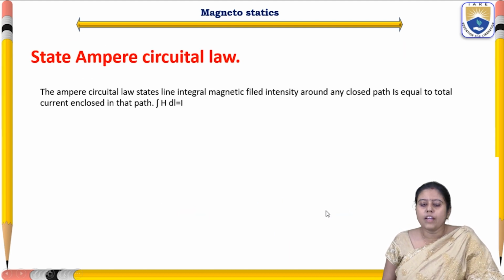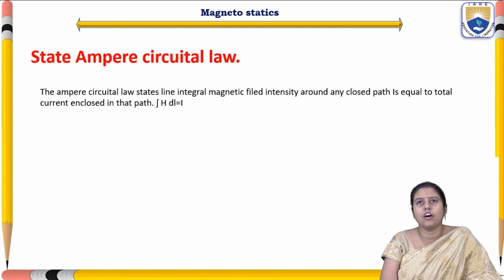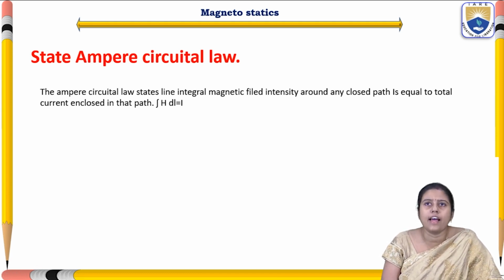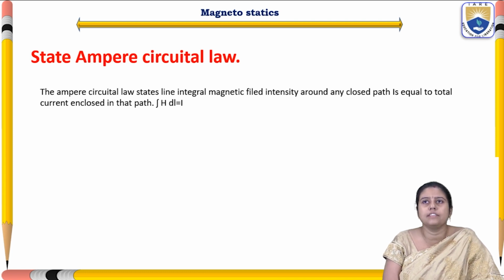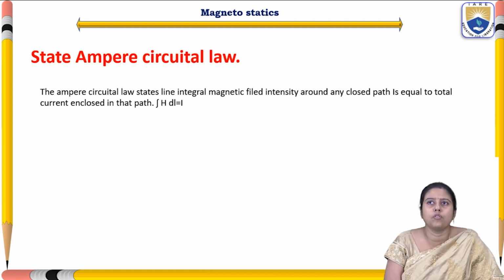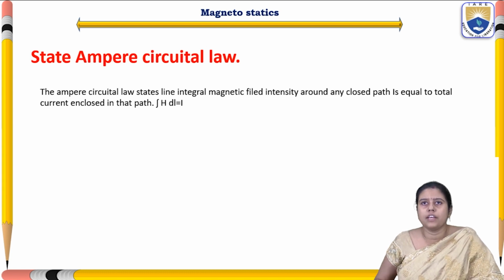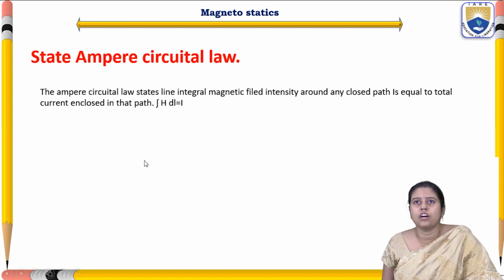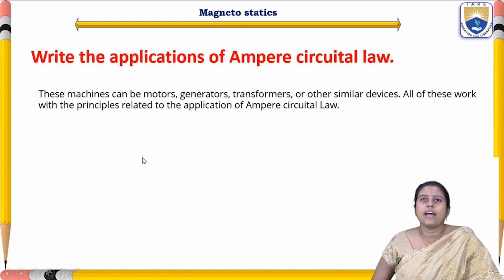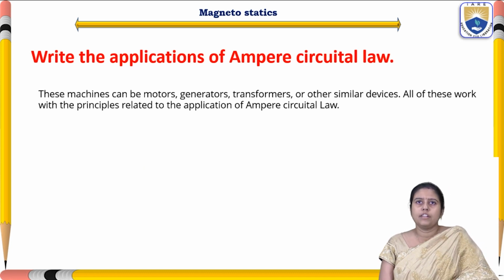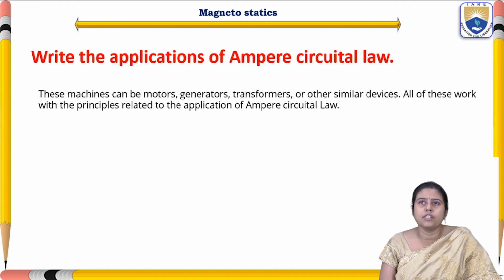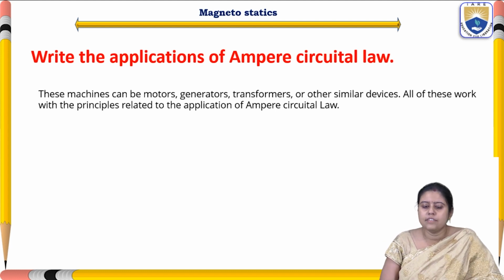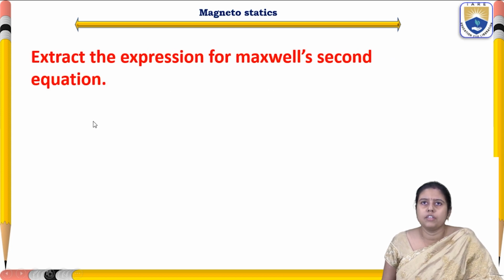Now state the Ampere circuital law. Ampere circuital law states that the line integral of the magnetic field intensity around any closed path is equal to the total current enclosed by the path. So we can write the closed line integral of H dot dl is equal to I. Write the applications of the Ampere circuital law. Machines like motors, generators, transformers, any type of machines or other similar devices always follow the Ampere circuital law. All of them work on the principle of the Ampere circuital law.